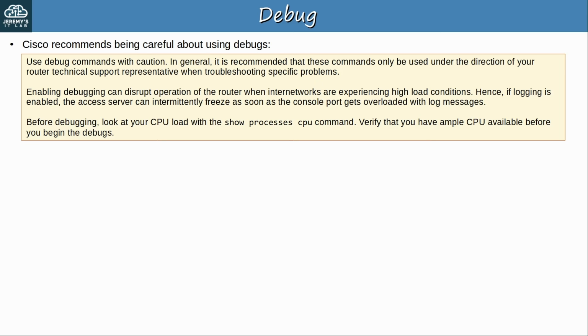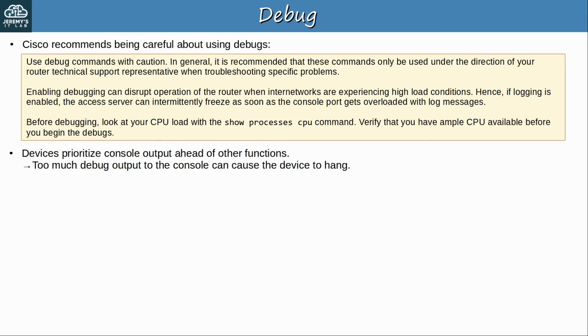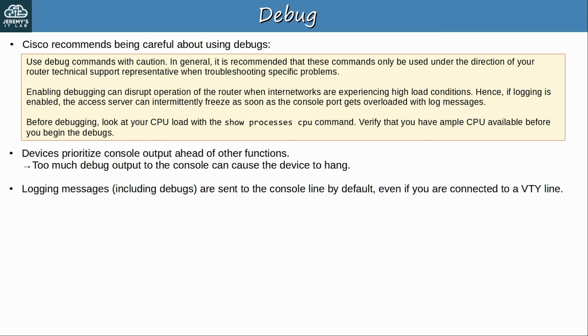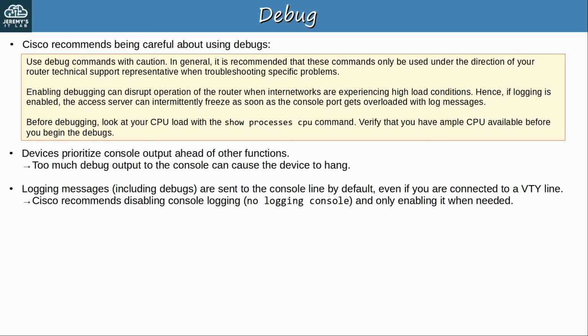And a few more points. Devices prioritize console output ahead of other functions, so too much debug output to the console can cause the device to hang. Keep in mind that logging messages, including debugs, are sent to the console line by default, even if you are connected to a VTY line. So you might not be using the console, but the messages are still sent to the console line. So, Cisco recommends disabling console logging with the no logging console command and only enabling it when needed.